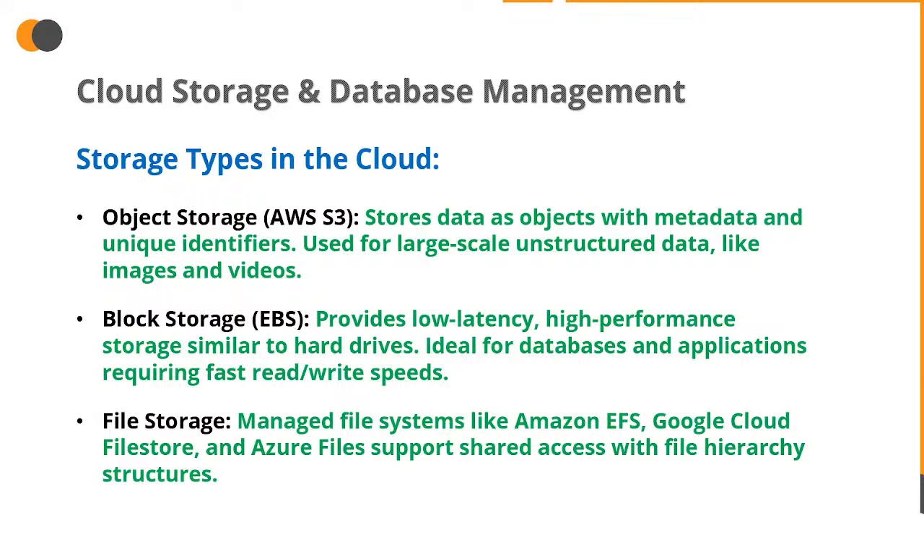When we talk about block storage, there is EBS, again in AWS. It provides low latency, high performance storage, similar to hard drives, and it is ideal for databases and applications requiring fast read-write speeds. Then file storage is a managed file system, like Amazon EFS, Google Cloud File Storage, and Azure Files, with shared access. It has a file hierarchy structure, a top-down approach. So these are the different storage types in the cloud.